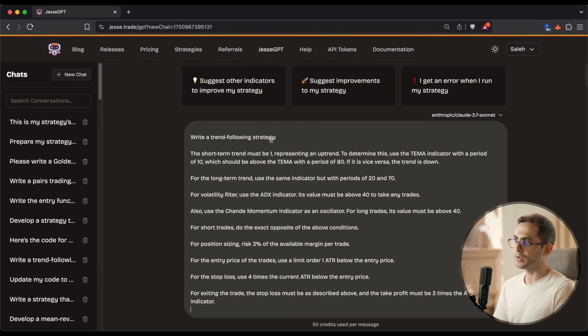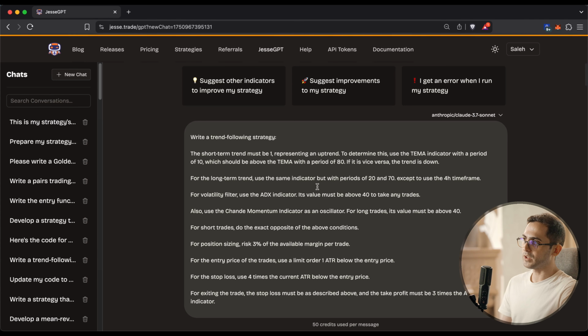So write a trend following strategy. The short-term trend must be 1, representing an uptrend. To determine this, use the TEMA indicator with a period of 10, which should be above the TEMA with a period of 80. If it's vice versa, the trend is down. So, basically just what I showed you. For the long-term trend, use the same indicator with the period of 20 and 70. So let's also ask it to use the 4 hours time frame.